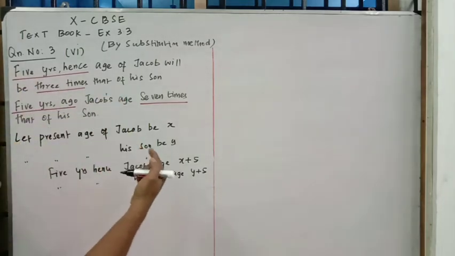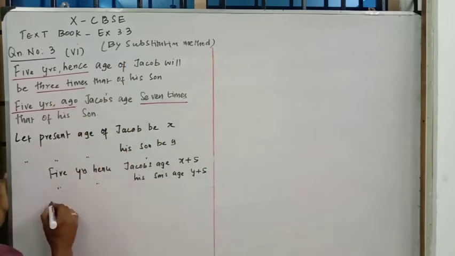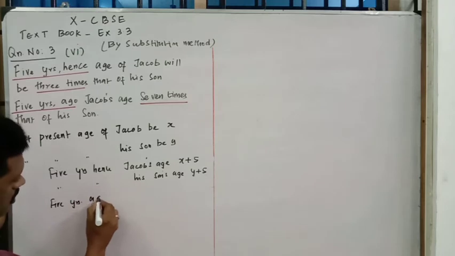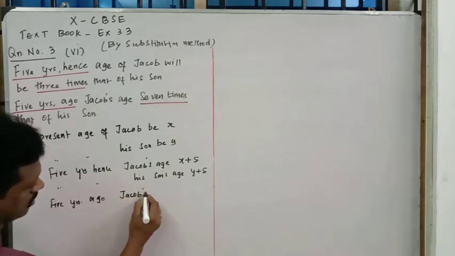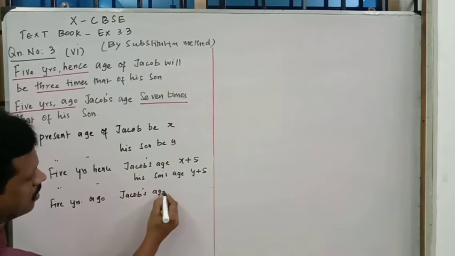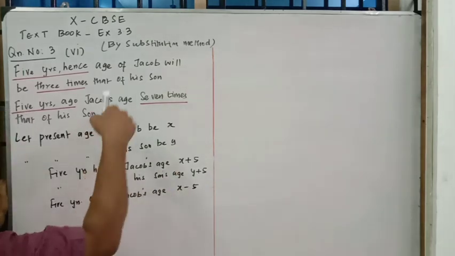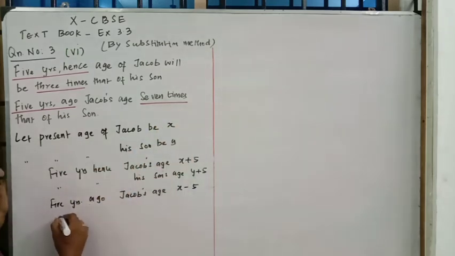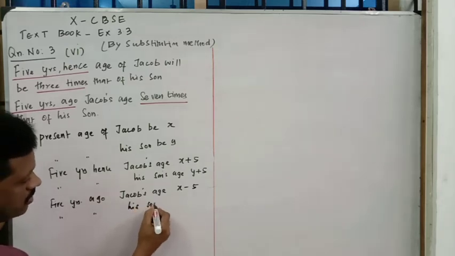The same thing, 5 years ago, backward. So present age is X. 5 years ago means what? 5 years ago, what is Jacob's age? Before that, X minus 5. 5 years ago, present age is X, therefore 5 years ago means X minus 5. Same 5 years ago, son's age is Y minus 5.